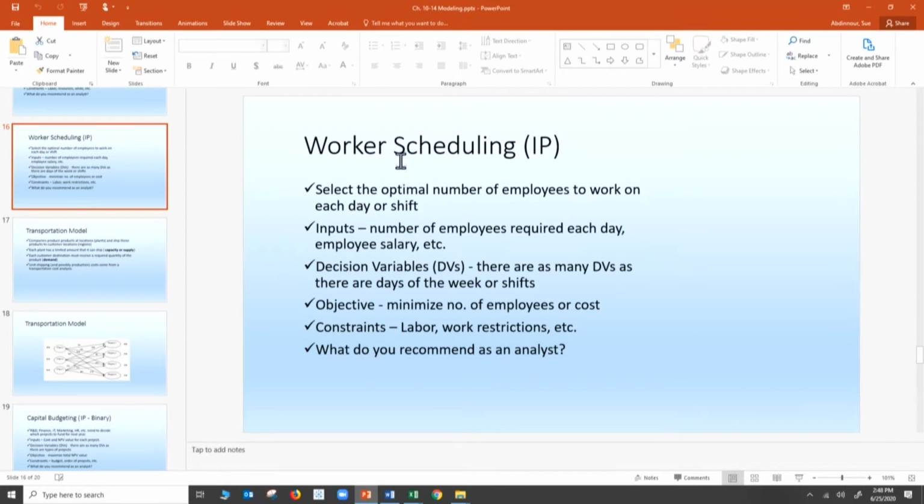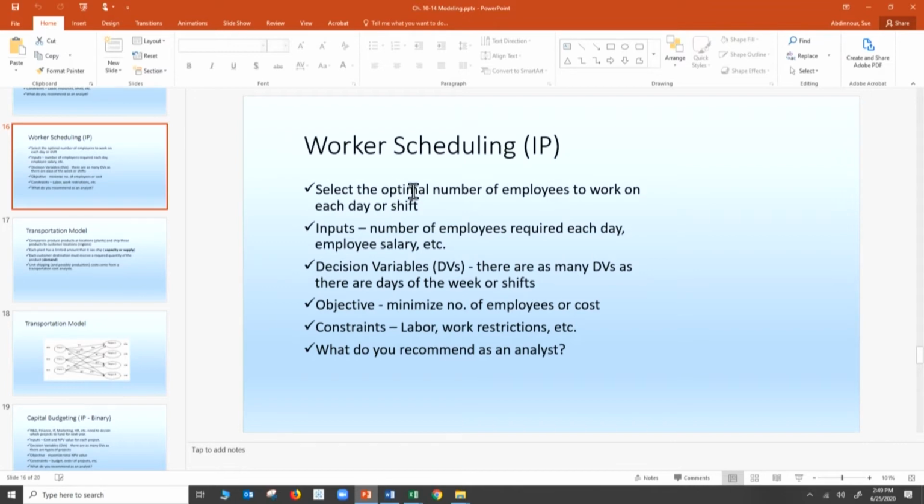Now, this problem, as described in your book, is select the optimal number of employees to work on each day or shift. And so, again, just like we did with the product mix problem, the simplest, most basic worker scheduling problem is what we're describing here. And so we have a need. We're a restaurant, we're an organization, a department in an organization. We have a need for a certain number of workers each day, Monday through Sunday, if we're working all shifts.